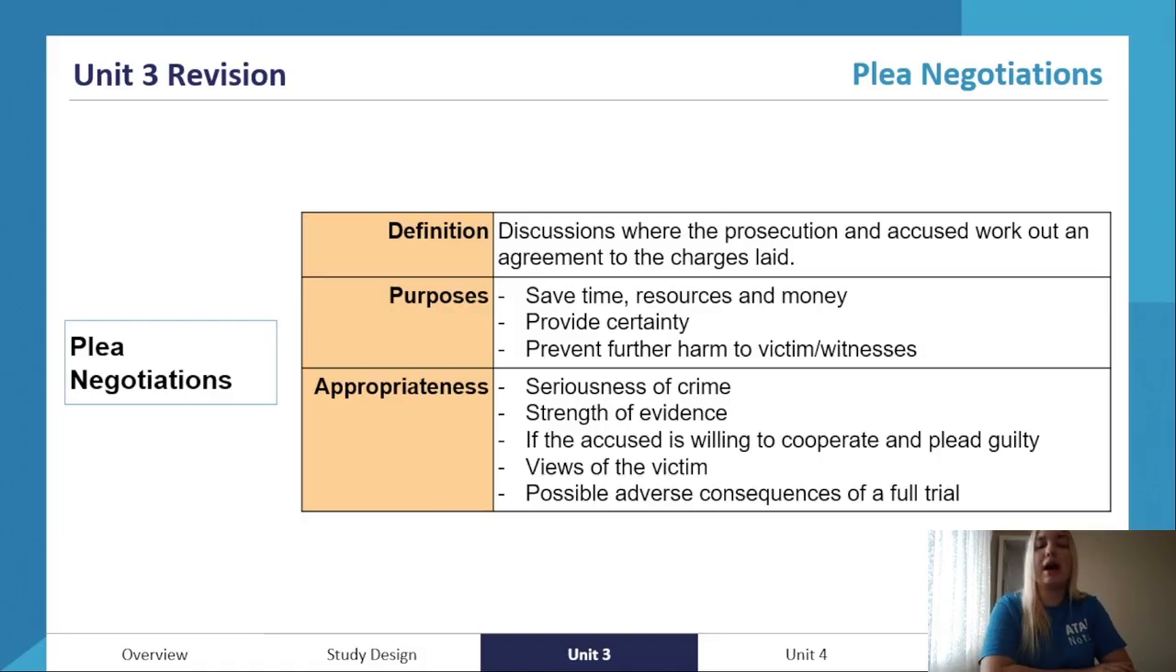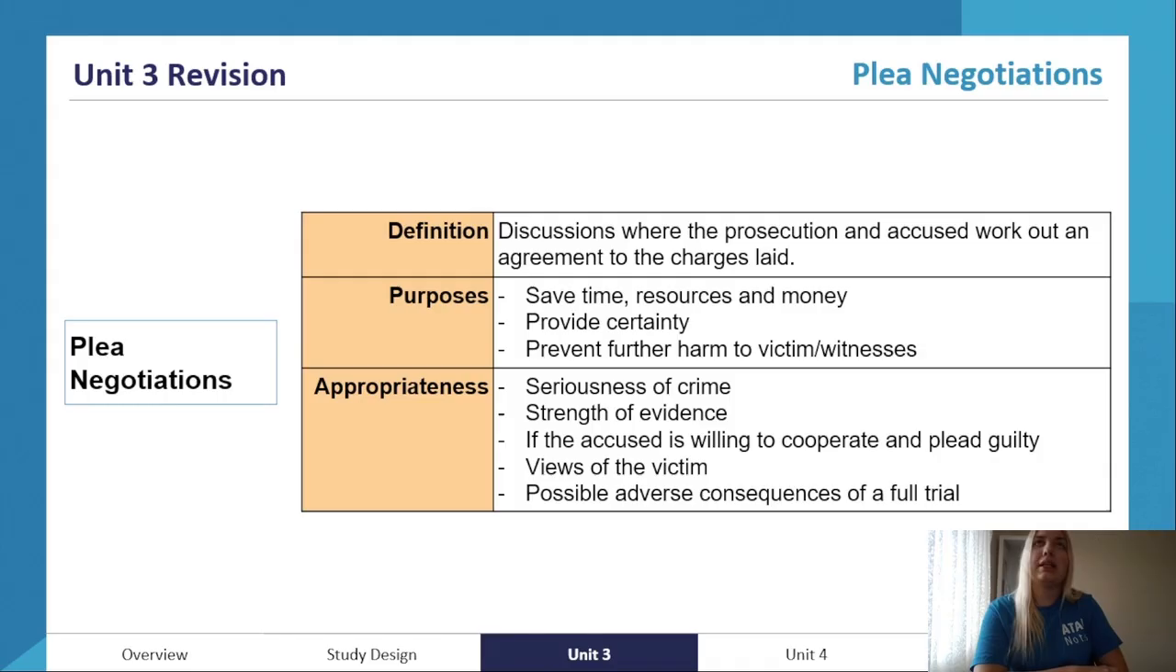Another thing you need to know about is plea negotiations. So, defining plea negotiations, they have to be initiated on behalf of the prosecution. There are discussions where the prosecution and the accused work out an agreement to the charges laid. It's always the prosecution trying to get the accused to plead guilty to avoid a lengthy and expensive trial, saving time, resources, and money for the courts.